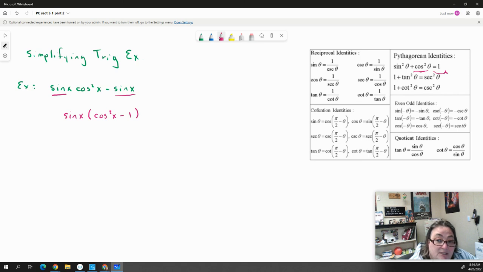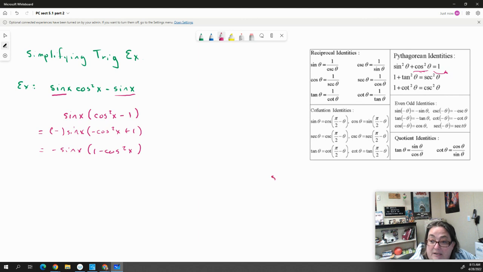And how would I make this look like that? Well, I go, okay, if I factor out a negative, that's going to work, right? So if I make this negative sine of x and factor out a negative just like I did here, this would become minus cosine squared of x plus 1, right? And we can write that any way we want. We could go, okay, well, that's minus sine of x times 1 minus cosine squared of x. And we know that that is the Pythagorean identity.